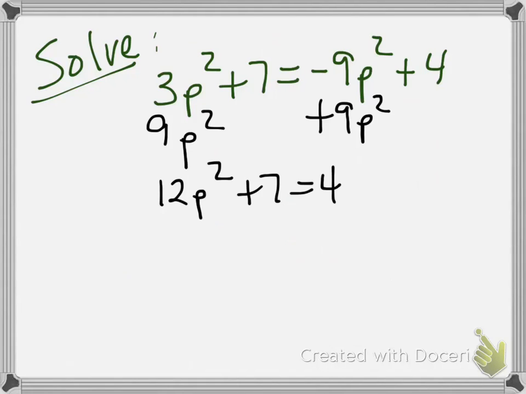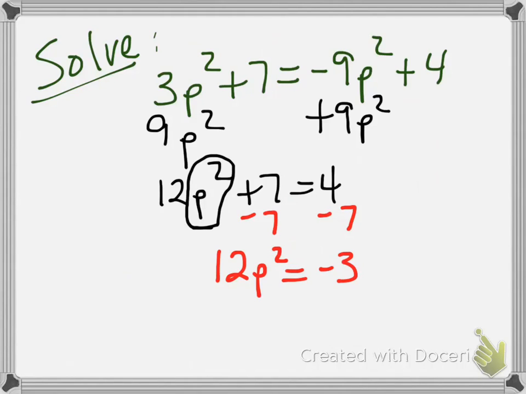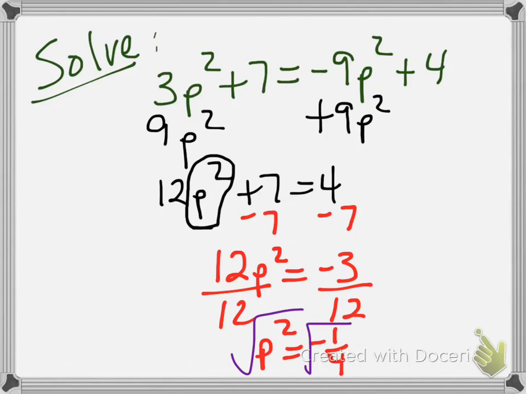And remember, when we're dealing with square roots, we want to isolate the squared part as best we can. So I'm going to start off by subtracting 7 from both sides. So 12p squared equals negative 3. And I'm going to divide by 12. So p squared equals negative 1/4, because negative 3 over 12 reduces to negative 1/4. Then I'm going to square root both sides, because taking the square root of a square cancels that part. So p is going to be the plus or minus square root of negative 1/4.